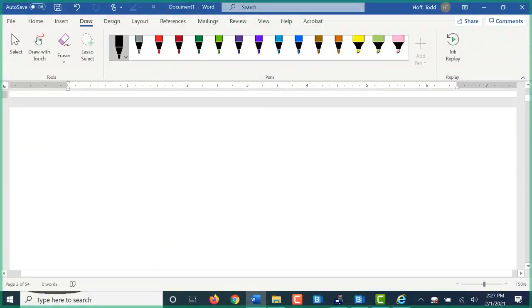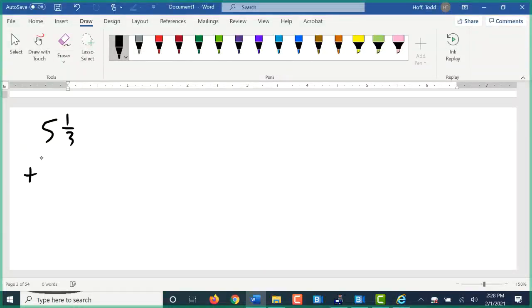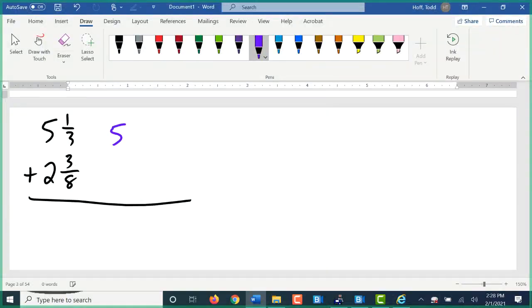Now we're not going to stick with simple fractions. We're going to jump up to mixed numbers. And we might have something like 5 and 1/3 plus 2 and 3/8. Now notice, I just put the fractions at the end of the number, almost like it's the last digit of the number. In fact, that's all the fraction is. It's just a last digit at the end of the number.